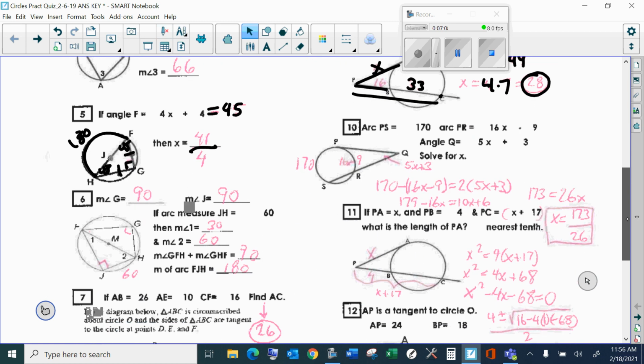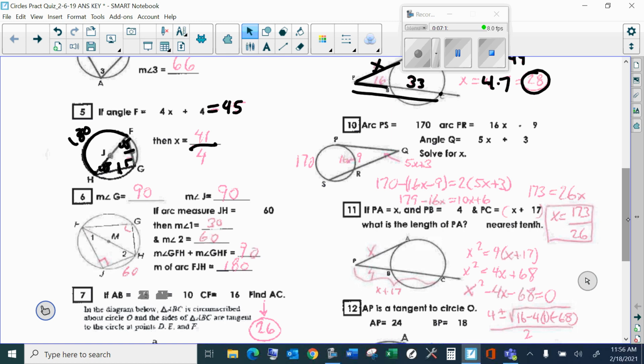Number 10, similar one. Again, we have outside arc minus the inside arc equals double the angle, just like number 9. So the outside arc, 170 minus the inside arc, 16x minus 9. Don't forget to put parentheses around it because you have to distribute that negative through there. Equals double, that's why there's a 2 there, the angle, which they tell me is 5x plus 3. So now I distribute the negative through there. And the negative times the negative is a positive, so it's 170 plus 9 gives me 179 minus that 16x, and then double the 5x plus 3 gives me 10x plus 6.